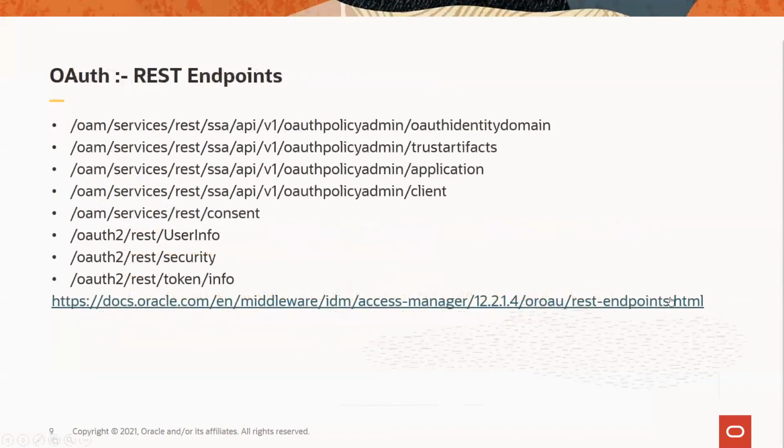Moving further, these are the various REST endpoints. Some are shown here, like those pertaining to the identity domain, resource, client, user info, security and consent. These are the various REST endpoints provided from the Oracle Access Manager side. For the full list of endpoints, we can refer to this documentation on the various endpoints available using REST API to configure and obtain the various OAuth and OpenID resources, claims and scopes, as part of the two-legged and three-legged flows.